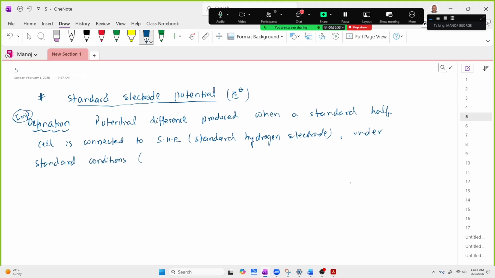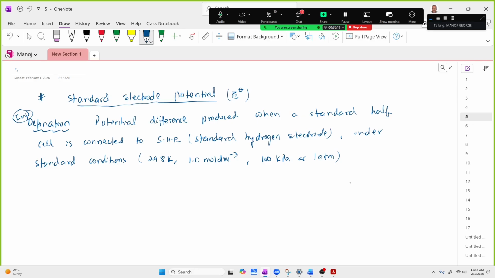When we say standard conditions, we are referring to 298 K, we are referring to 1.0 mole per dm cubed, which is the standard concentration. And we are also referring to 1 atm, which is 100 kilopascal, 1 atmospheric pressure. So these are the standard conditions which have to be maintained throughout.